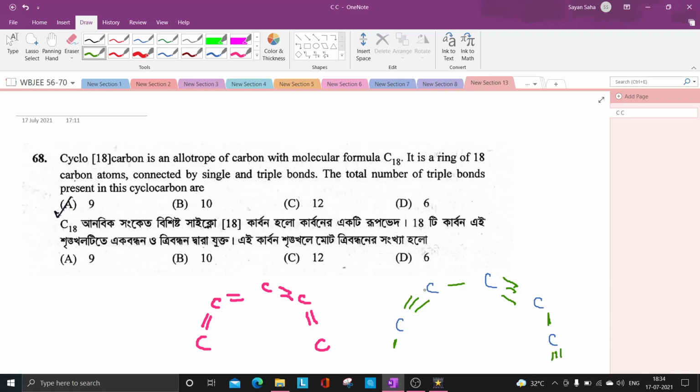So you see that if I have in a cycle 3 carbon atoms, how many bonds do I need? 3. This can be double, triple or something, that is not an issue. The main thing is that you have 3 carbons in a cycle, 3 bonds. So 18 carbons, 18 bonds will be there. Now you see alternate triple and single bonds. So how many triple bonds will be there? 9 triple bonds and 9 single bonds. And in this other structure there will be 18 double bonds. But here it is asked about this structure of the cyclo-18 allotrope, so the number of triple bonds they have asked is 9.